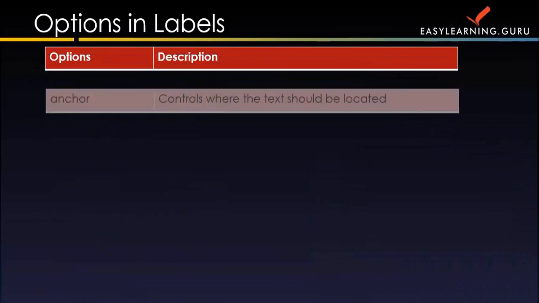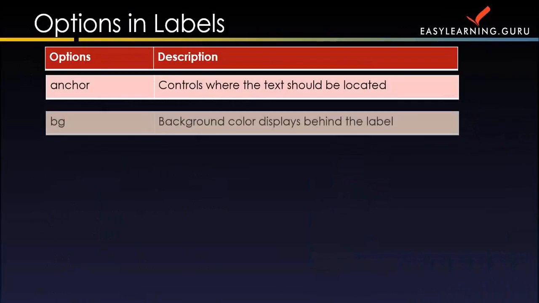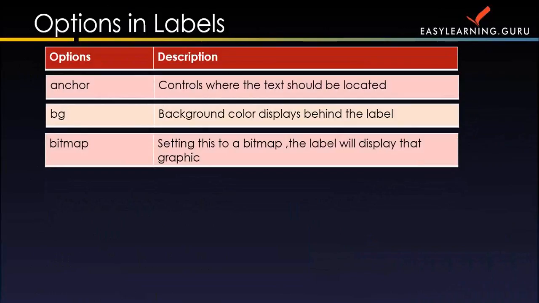The very first is your anchor. This option controls where the text is positioned if the widget has more space than the text needs. The default is anchor equals center, which centers the text in the available space. Then we have bg, that is the normal background color displayed behind the label and the indicator. Then we have bitmap. Setting this option to a bitmap or image object will display that graphic on the label. In this case, if the image option is given, this option is ignored.